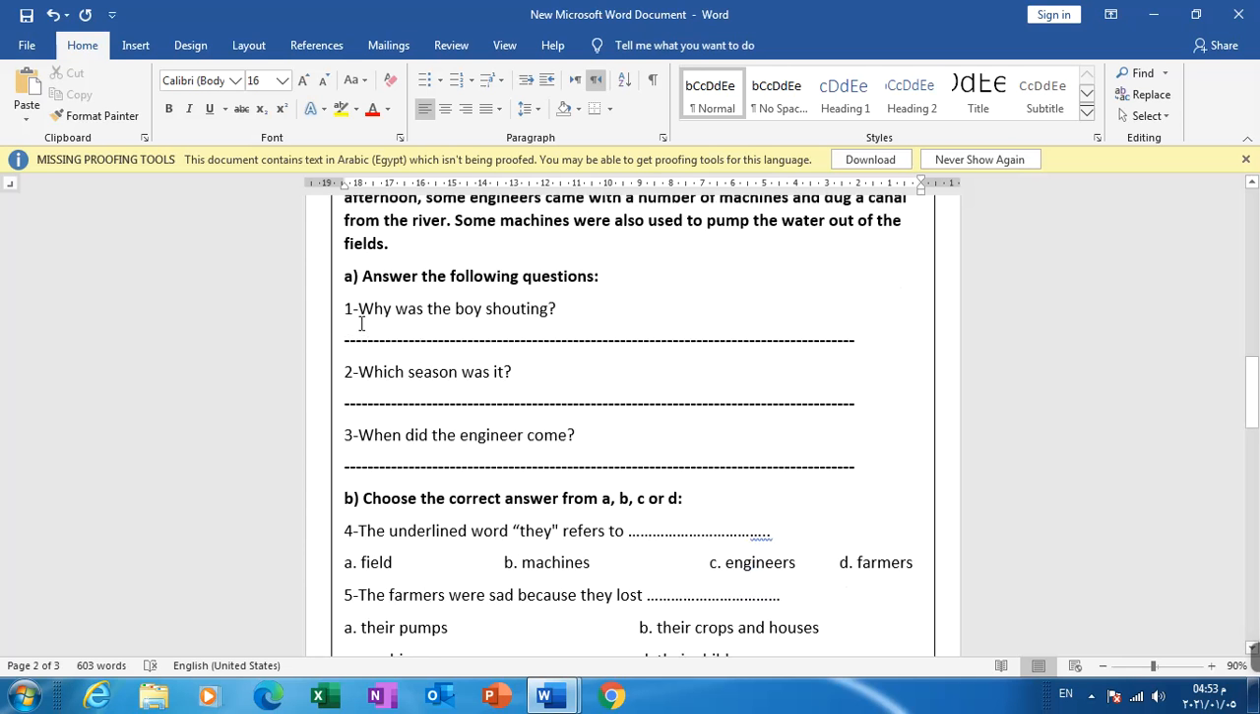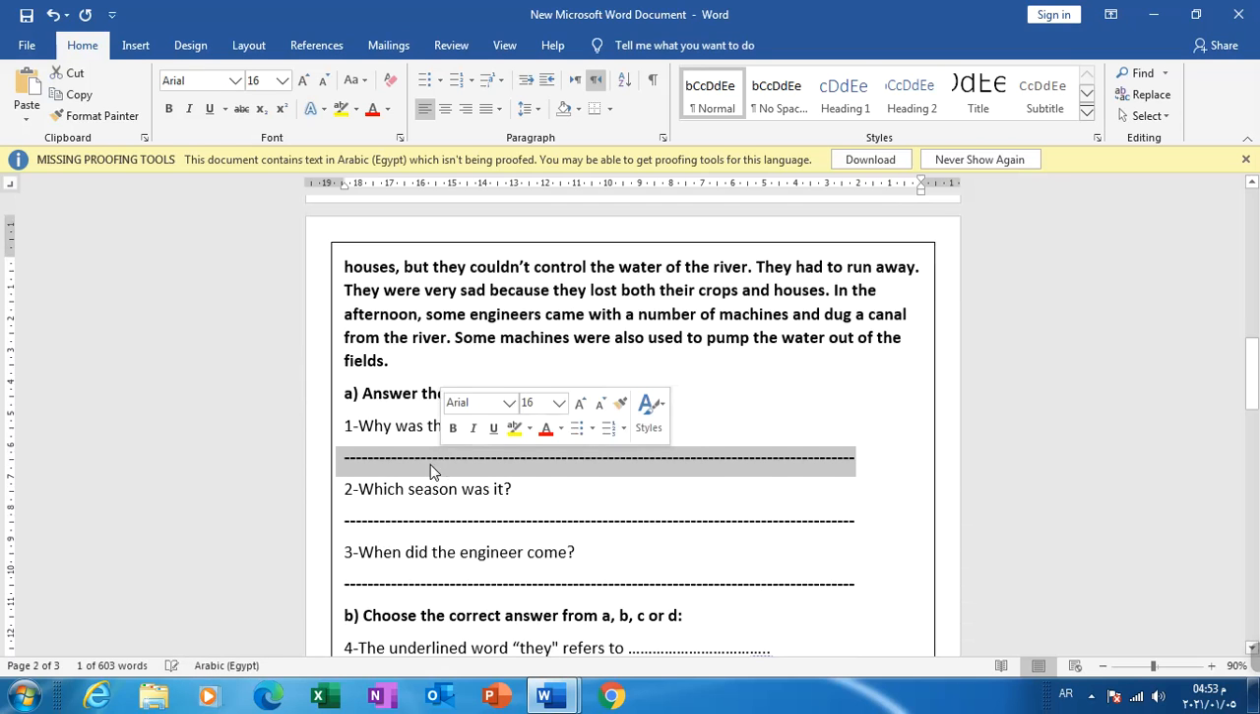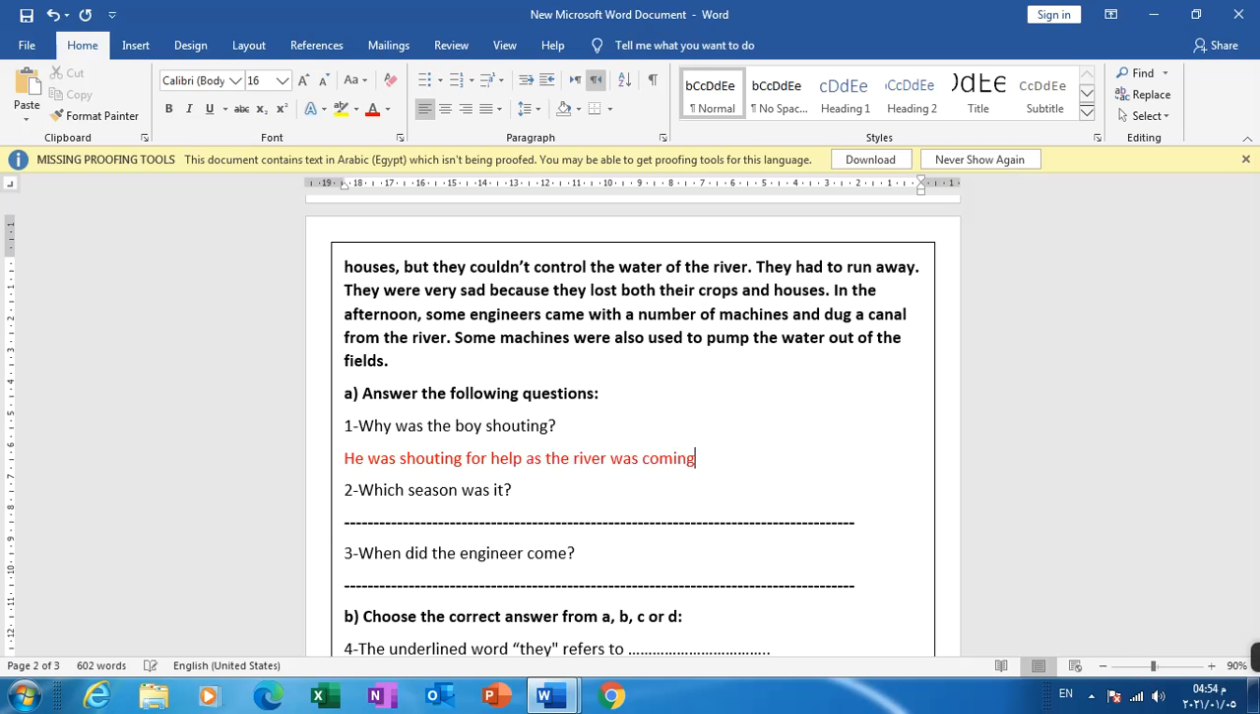Try to answer. Number 1. Why was the boy shouting? Here, a boy ran toward them shouting for help. So he was shouting for help. You were right. He was shouting for help as the river was coming up.